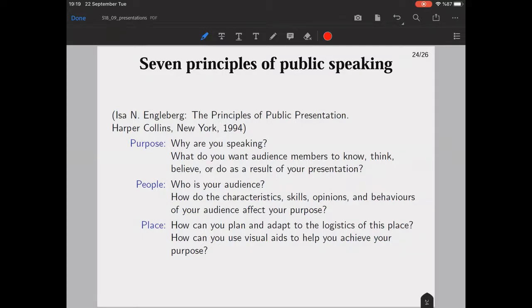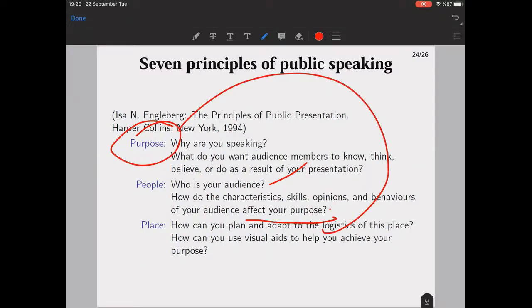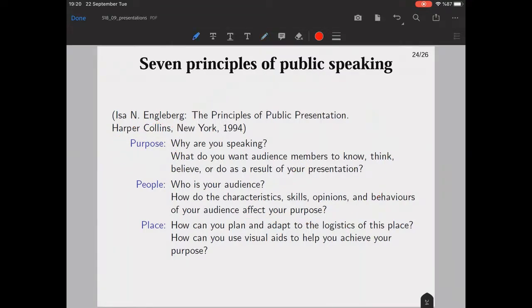Are they students? Are they your jury? Most probably, are they the visitors, or is the funding coming from a funding institution or something? And people, who is your audience? Who are they? How do the characteristics, skills, opinions, and behaviors of your audience affect your purpose here? And the place you're making the presentation. How can you plan and adapt to the logistics of this place? How can you use visual aids to help you achieve your purpose? So see, these are also important.